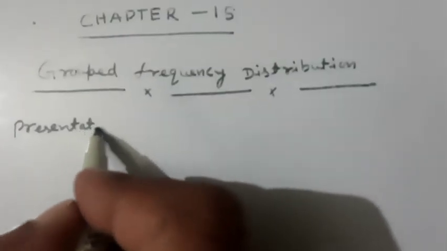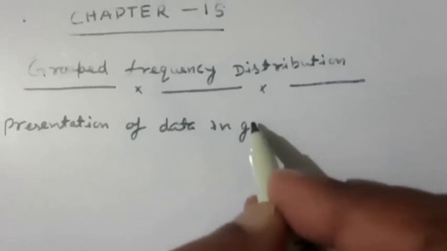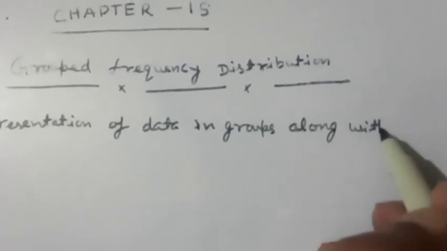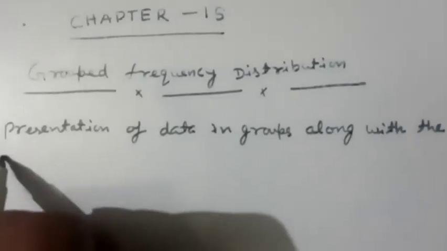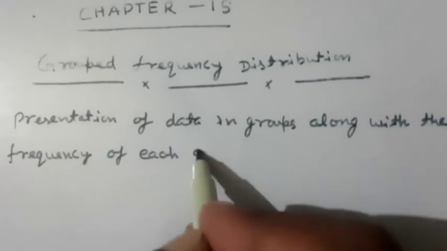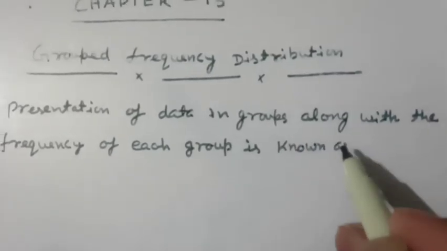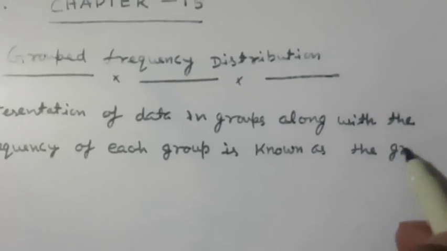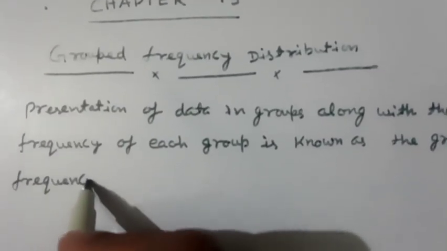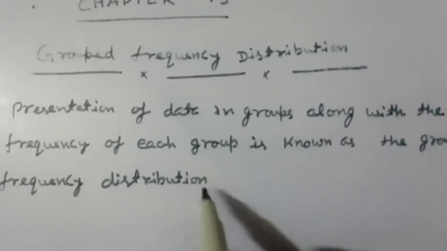Presentation of data in groups along with the frequency of each group is known as the grouped frequency distribution of data.